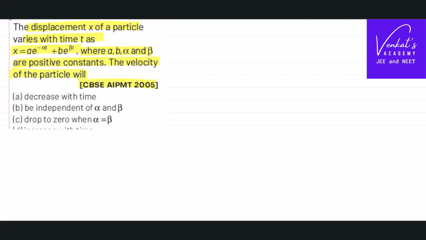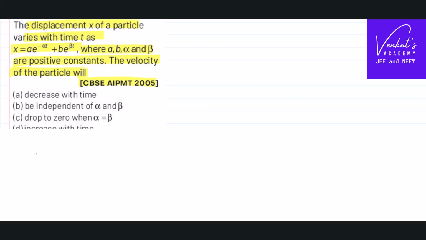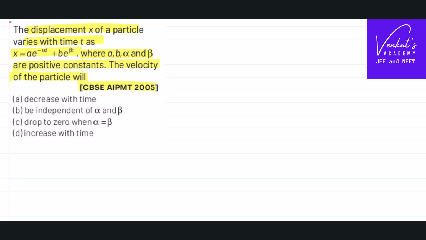The first thing you need to know is that when displacement is given and you want to find velocity, displacement is given as a e minus alpha t. So a and alpha are constants, e is an exponential function, and t is the time, plus b e beta power t. Whenever you want velocity, I shall differentiate that with respect to time, dx by dt.